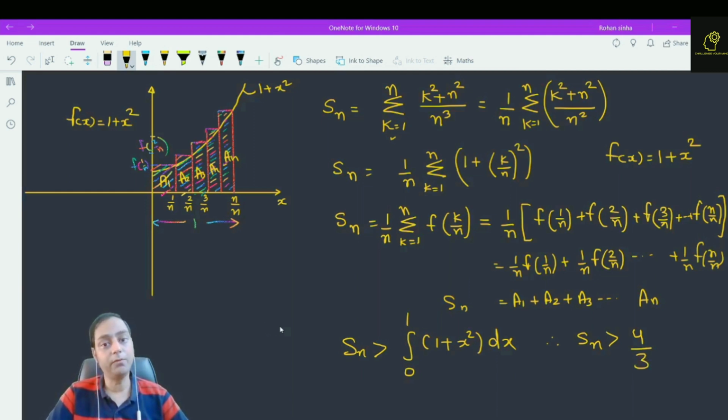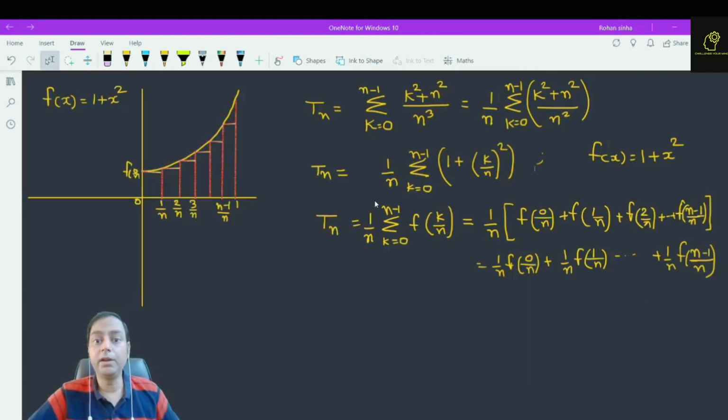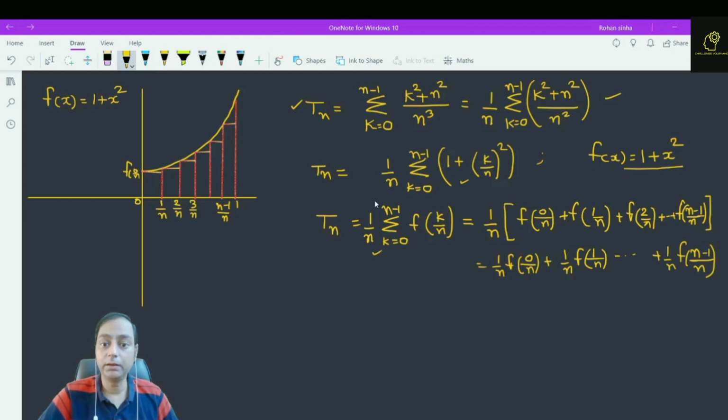Now we need to calculate the value of Tn. Now I am going to give the approach to solve for Tn. Tn is equal to the sum from k equals 0 to n minus 1 of (k square plus n square) by n cube, taking n outside the sign of sigma. So it is 1 by n, sigma of (k square plus n square) divided by n square. And we can also represent this Tn as 1 by n, sigma of 1 plus (k by n) whole square, in the same manner that we used for finding Sn. So f(x) is equal to 1 plus x square, and Tn is nothing but 1 by n, sigma k equals 0 to n minus 1, f of k by n.